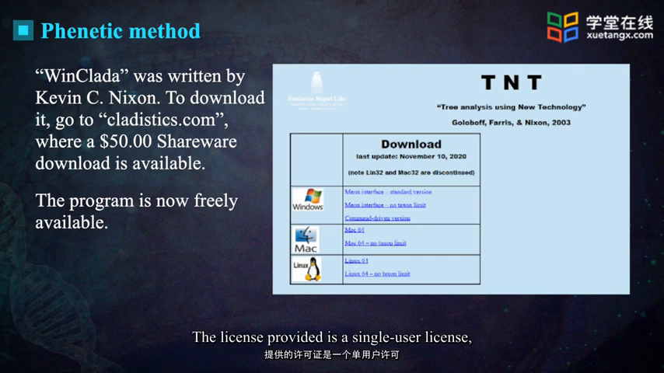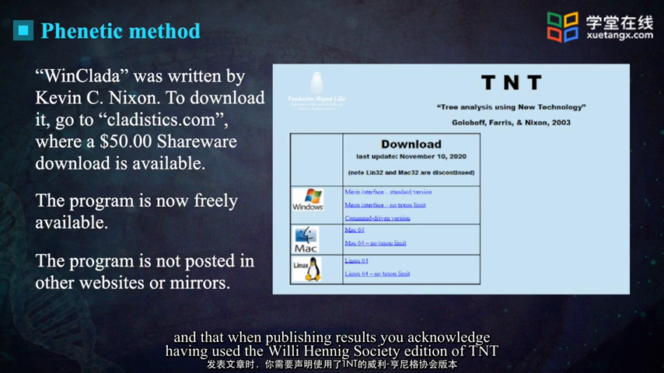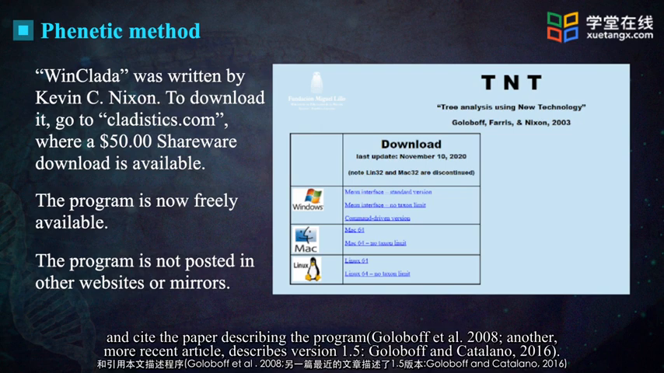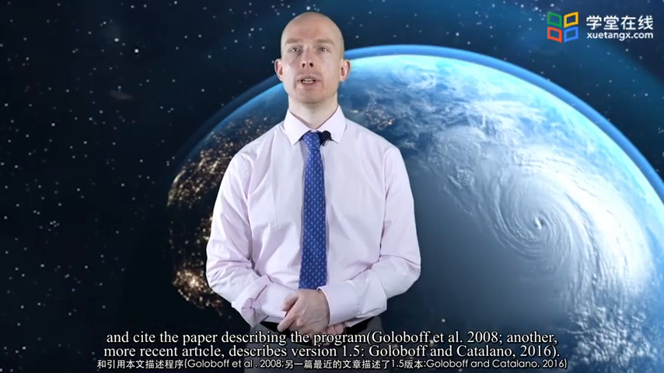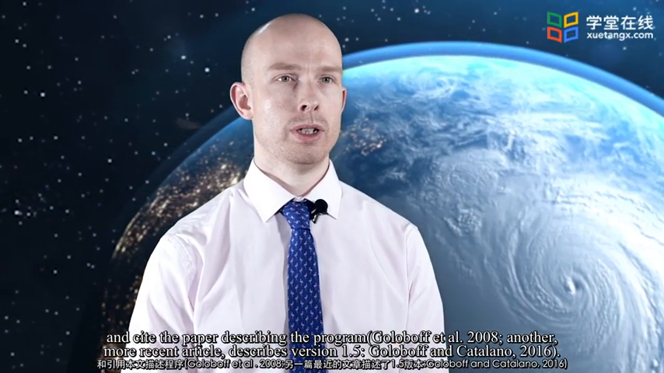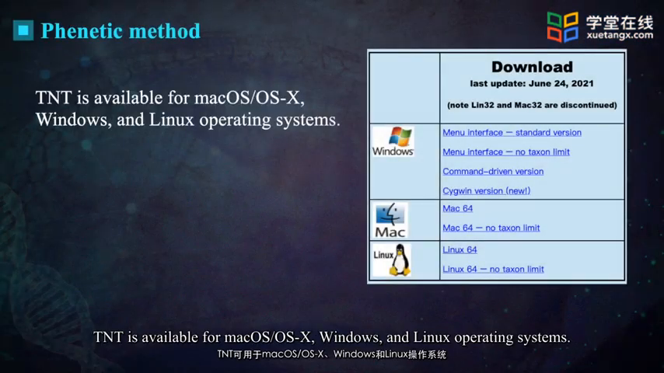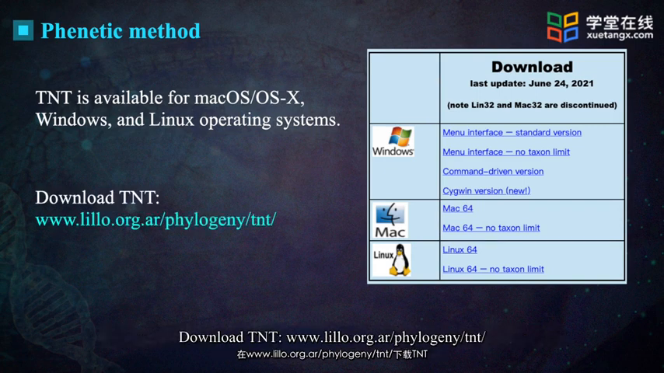The license provided is a single user license, and the most important requirements are that the program is not posted in other websites or mirrors, and that when publishing results, you acknowledge having used the Willi Hennig Society edition of TNT and cite the paper describing the program, Goloboff et al. 2008. Another, more recent article describes version 1.5, Goloboff and Catalano 2016. TNT is available for Mac, Windows and Linux operating systems. Download TNT at the link below.